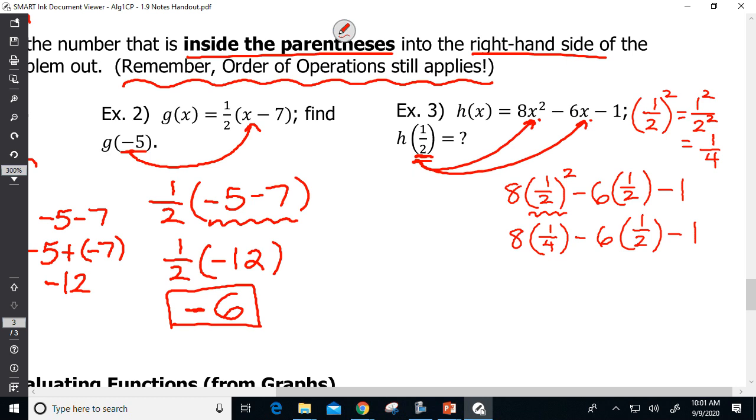So now we keep going. 8 times 1/4. Remember, 8 over 1 times 1 over 4. 8 over 4 is 2. 6 times 1/2. What's half of 6? 3. And if we solve the rest out, 2 minus 3 is -1. -1 minus 1 is -2.